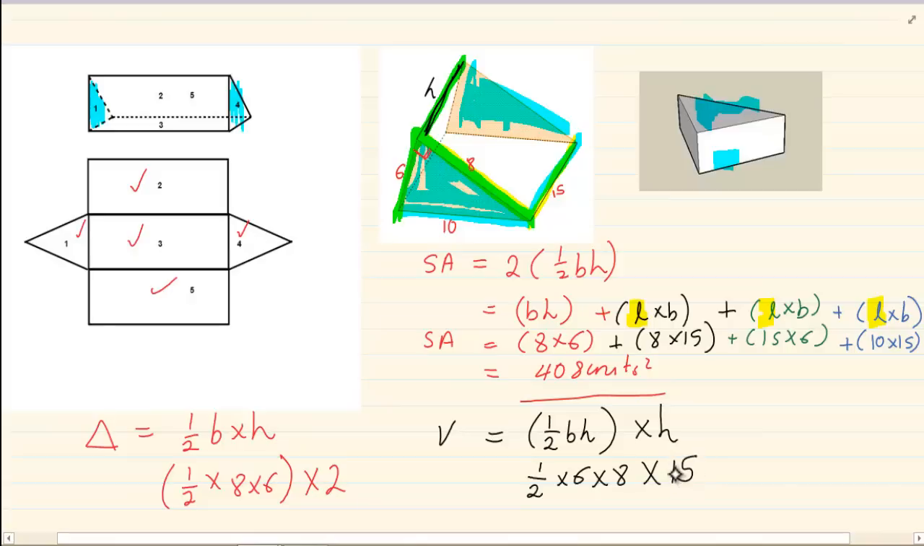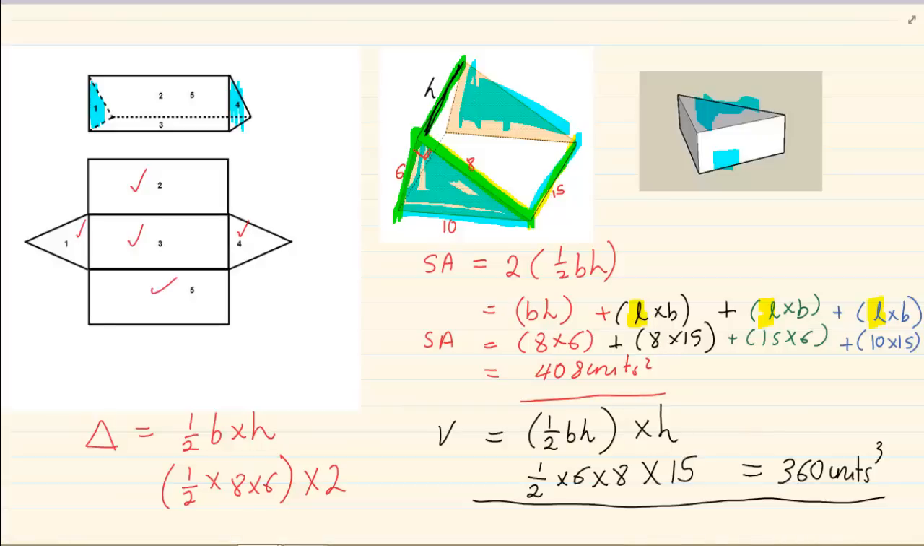15. So the volume is equal to 360, and we're going to say units cubed. Why units cubed? Because it is a volume. So it is 360 units cubed.